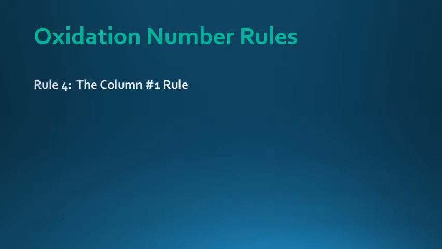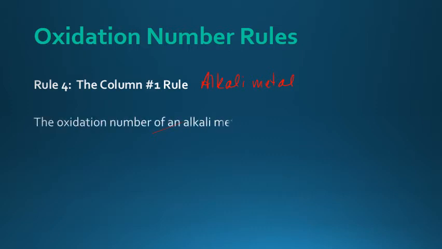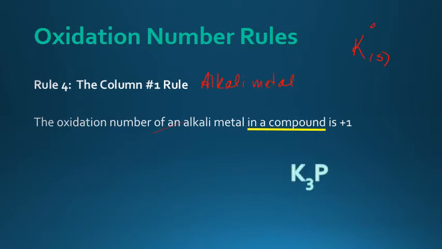This is the column number 1 rule, or you could call this the alkali metal rule. And it's very similar to the rule we had earlier. For extra points, tell me what rule it is similar to. However, this one says that the oxidation number of an alkali metal is always +1 if it's in a compound. Not standalone, because remember, if we take a look at potassium as a solid hunk of metal, its oxidation number is 0. But if it's in a compound like potassium phosphide, the oxidation number is +1.